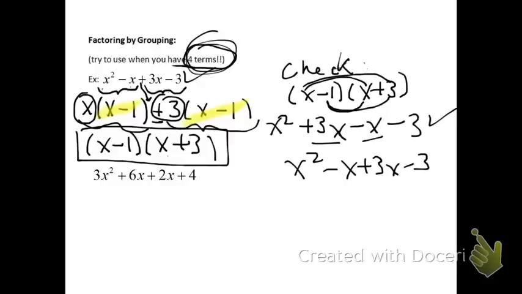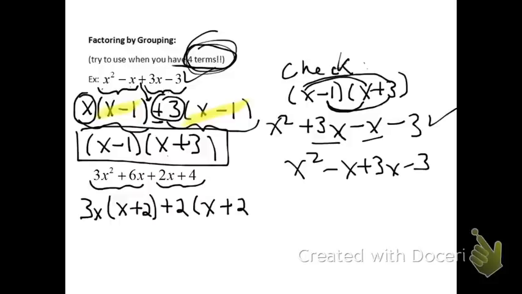Let's take another look. If I pair up the first two and I pair up the last two, the first two have a 3 and an x in common. If I divide a 3x squared by 3x, that leaves just an x. And if I divide 6x by 3x, I'm left with the factor of 2. Again, if I distribute, that would be 3x squared plus 6x. Out of the second pair, I can pull out a positive 2. That's the GCF. 2x divided by 2 would leave an x. 4 divided by 2 would leave a 2.